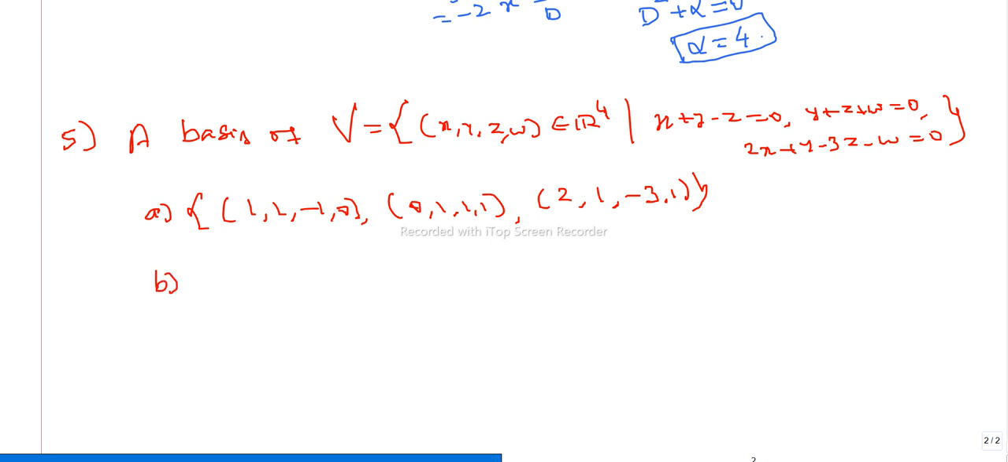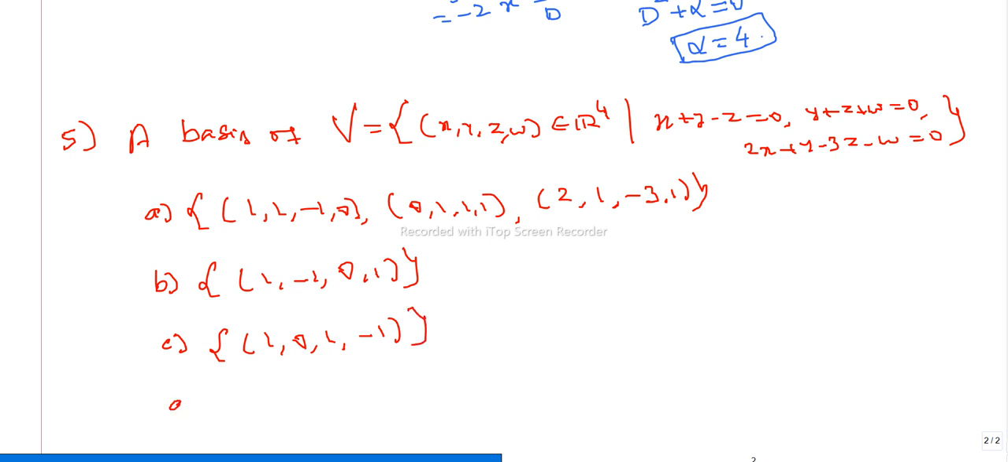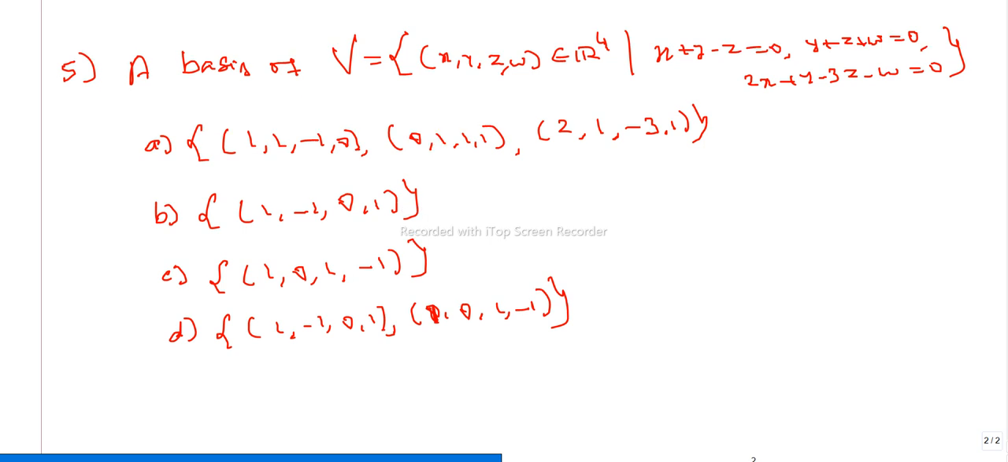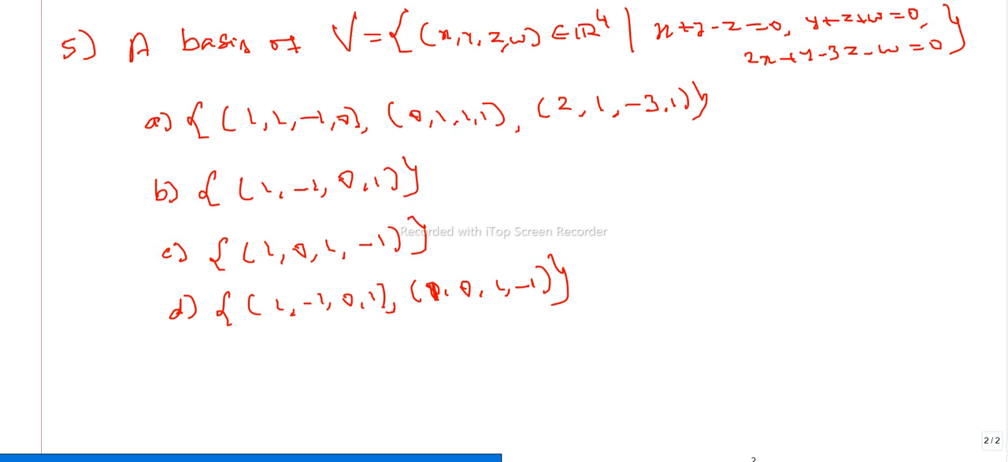So this is the first option. The second option is just 1 comma minus 1 comma 0 comma 1, just one element. And then the third option is again only one element, namely 1 comma 0 comma 1 comma minus 1. And then the fourth option contains two elements, 1 comma minus 1 comma 0 comma 1 and 0 comma 1 comma 0 comma 1 comma minus 1. That is the union of B and C. Now which one is basis?